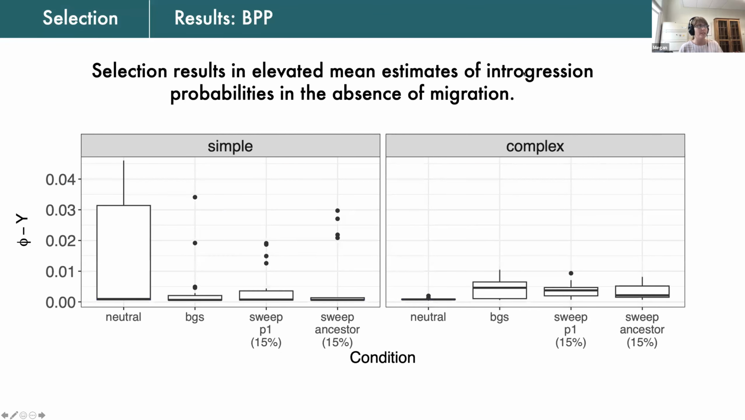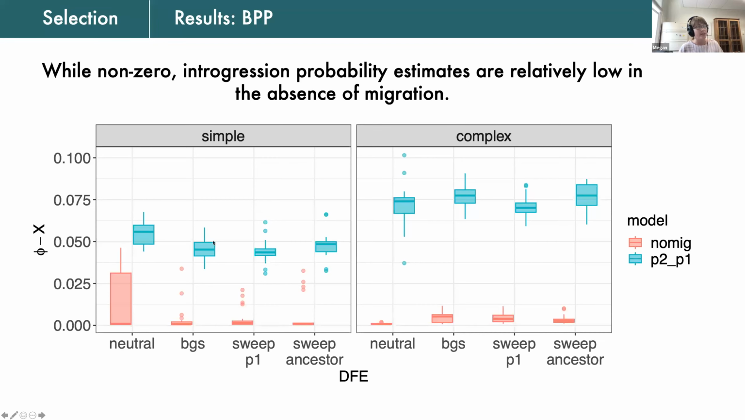Again, if we look at estimates of our integration probabilities, they're non-zero when we have a complex genomic architecture and selection. And in this case, they're also non-zero under the simple genomic architecture. But yet again, they're quite lower than estimates in the presence of migration. And so while non-zero, these inferences are low on an absolute scale.